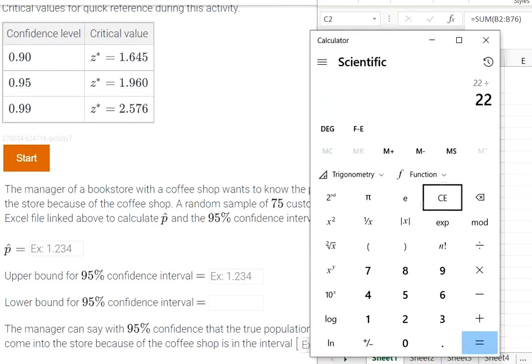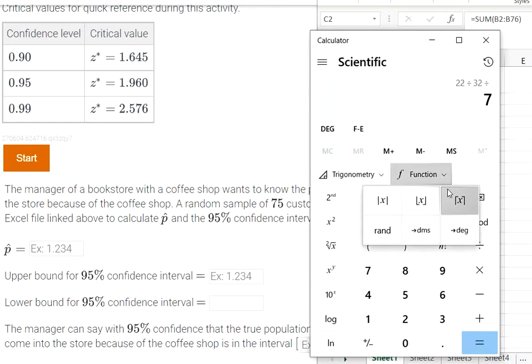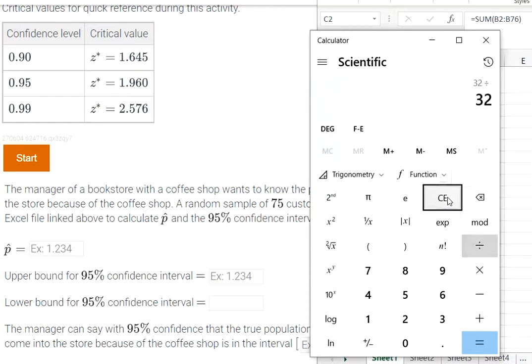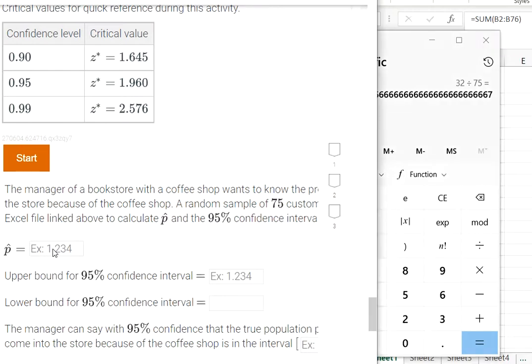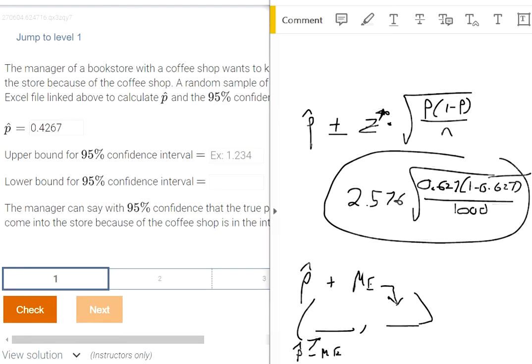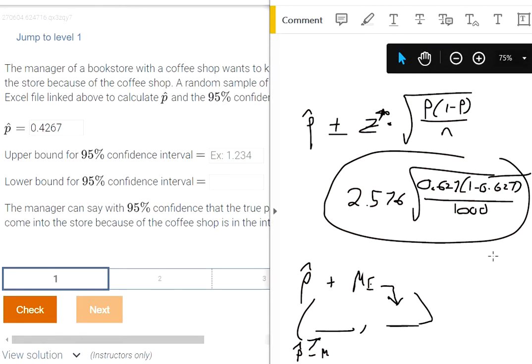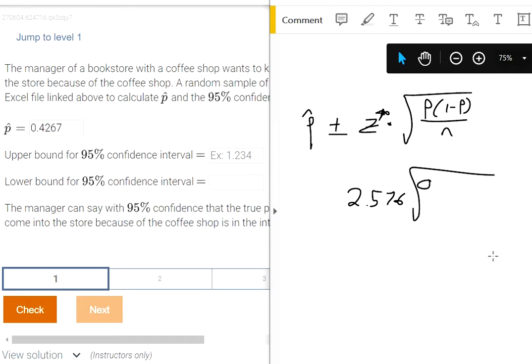There's 32 there. So it's 32 divided by 75. That's 0.42666. So we'll just round that off at some point. They want us to construct a confidence interval. So now we have the sample proportion. We can construct that confidence interval using the formula.